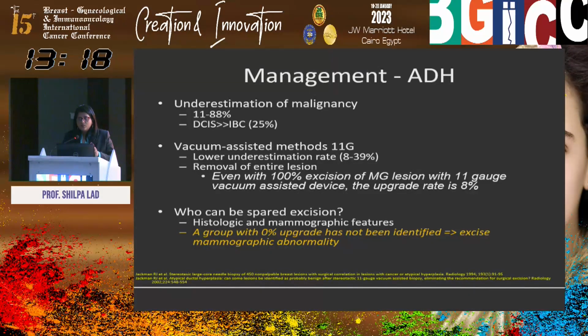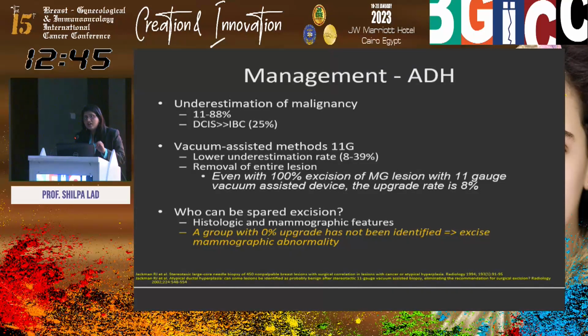What we know is, when we do a 14-gauge core needle biopsy, there can be an underestimation ranging from 11 to 88%, which means if this patient goes ahead for surgical excision, there could be a wide chance that this may upgrade to DCIS. Therefore, if we see pleomorphic microcalcification, the recommendation is at least do a vacuum-assisted biopsy with 10 or 11 gauge. In this case, there is lower underestimation rate. The underestimation rate ranges between 8 to 39%, okay?